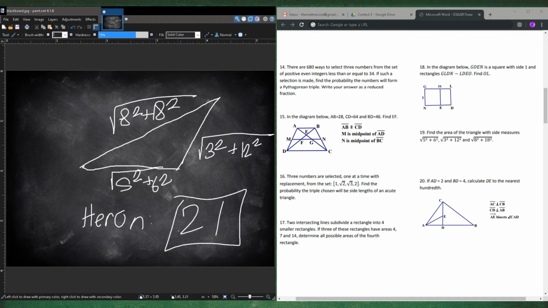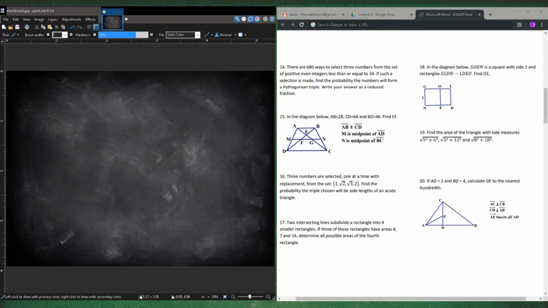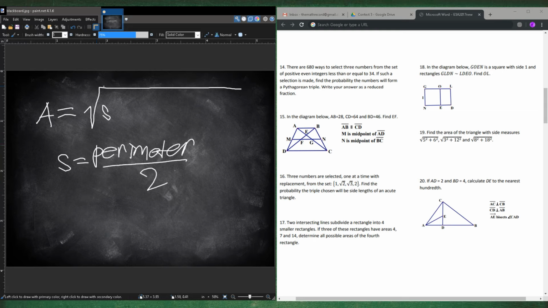So the formula for Heron: the area of a triangle given side lengths A, B, and C. Its perimeter divided by 2, let's just call it the semi-perimeter. S is its semi-perimeter, so S is equal to its perimeter divided by 2. So the area is equal to the square root of S times S minus the first side length, times S minus the second side length, times S minus the third side length.